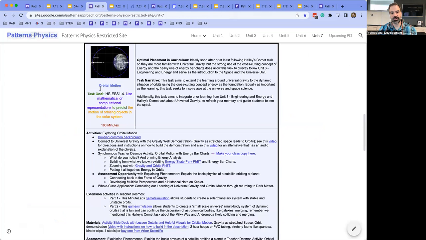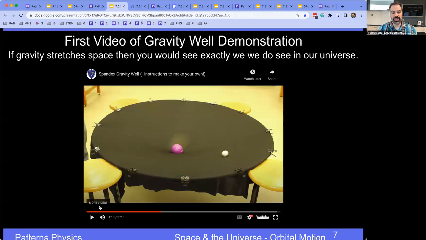Then looking at orbital motion. Ideally this comes after Halley's Comet, but maybe you don't have time for it, so you're going to put this one in. And again, ideally, it would come after Unit 3 because of the cross-cutting concept energy. So let's take a peek at that. Here's a great demo, really easy, well, definitely doable to make it yourself, or you can just buy it. There's some notes in the teacher calendar.